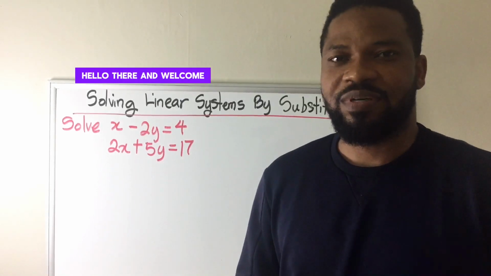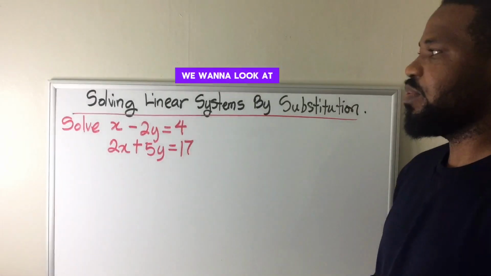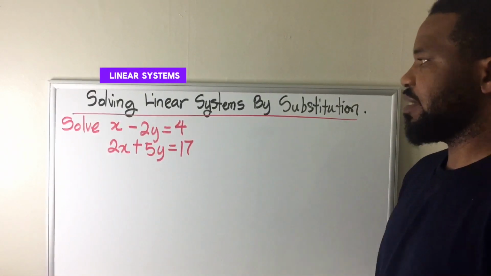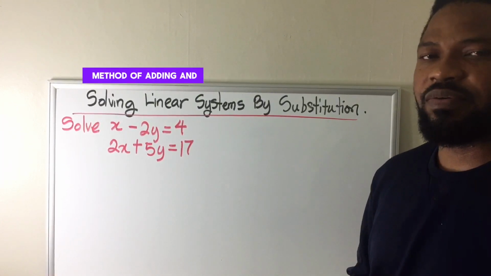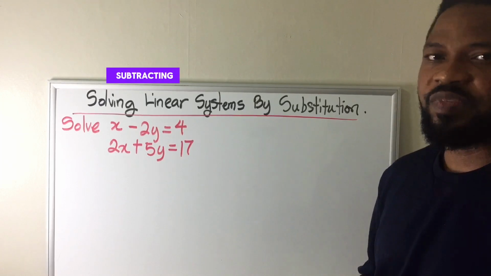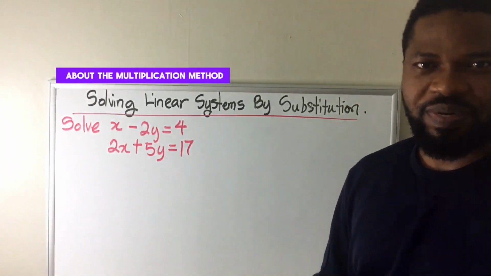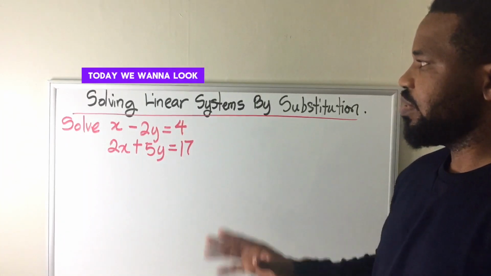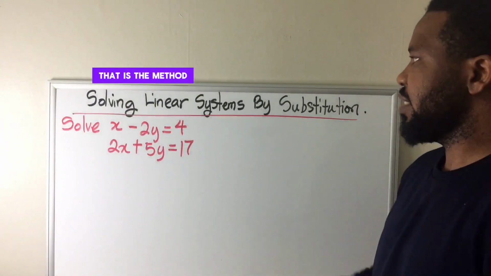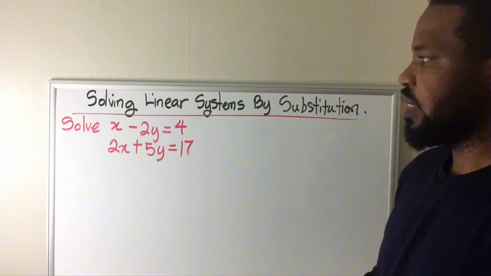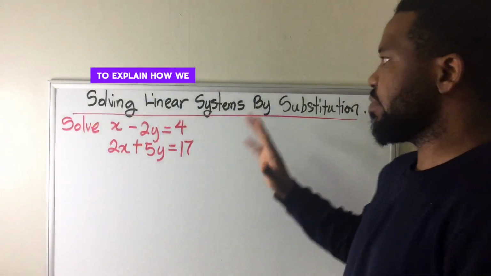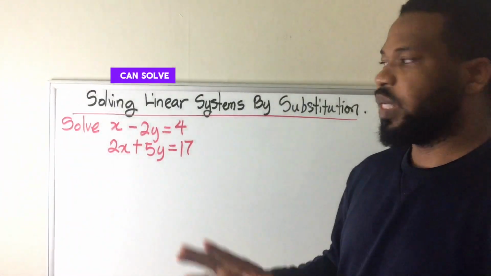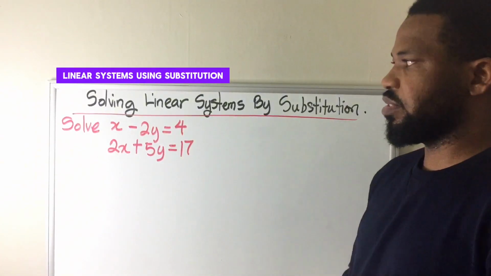Hello there and welcome. In today's video, we want to look at how we can solve linear systems by substitution. Previously, we talked about the method of adding and subtracting, and we also talked about the multiplication method. Today, we want to look at another method, that is the method of substitution. Now, we're going to use this example to explain how we can solve linear systems using the substitution method.